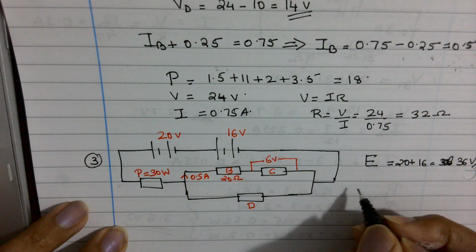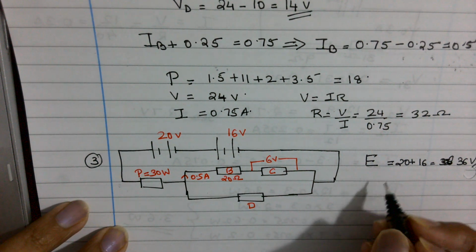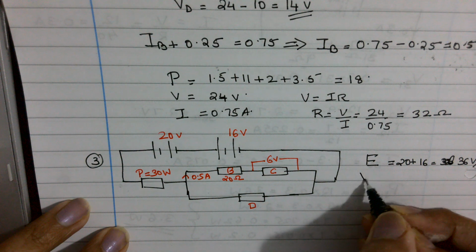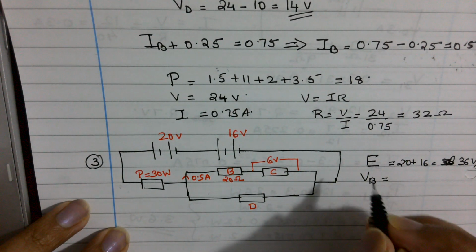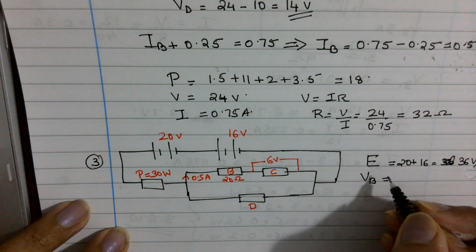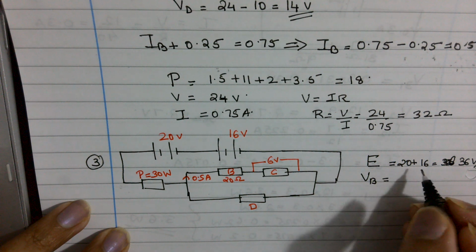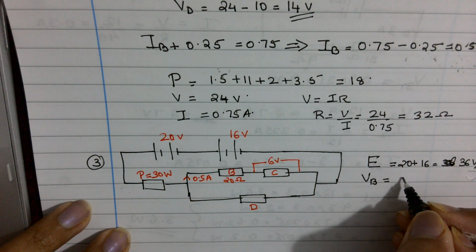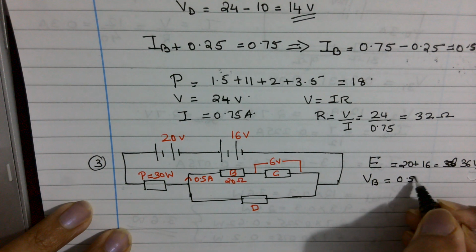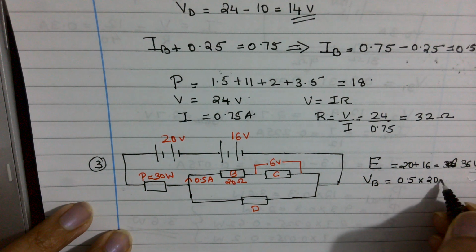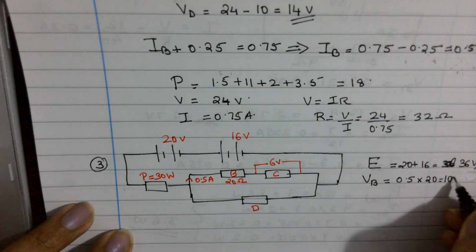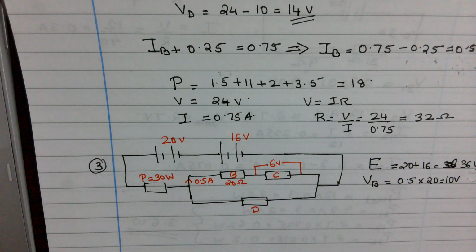Then when I look here, I can see that a 0.5 amp current flows through B. And for B, I know the resistance also. So I can figure out the voltage, the PD across B: VB equals the current, 0.5, times 20, which is 10 volt. Okay, so that is the voltage across B.